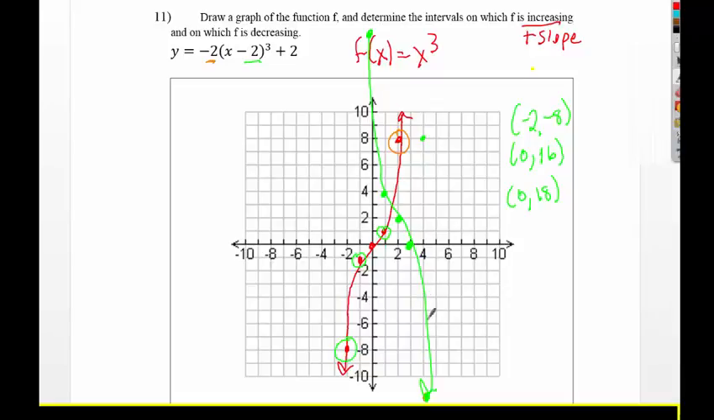Well, let's see. What kind of slope is that? The whole way is a negative slope no matter where I look at it. So it is decreasing from negative infinity to positive infinity. Looking at all of my x values, no matter where I go, this is always a negative slope. The whole time is negative slope. So there we go. There's that problem.